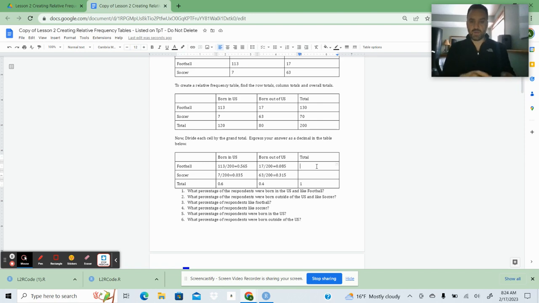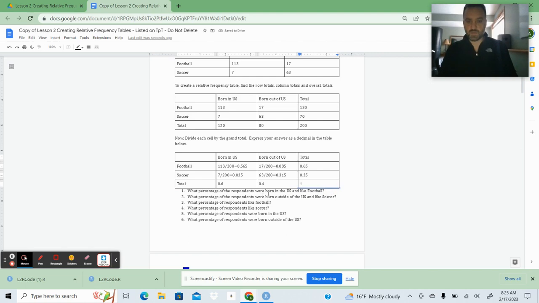So here I would add 0.565 and 0.085 and get 0.65. And then here I could actually do 1 minus 0.65 to figure out what this is, but I'm going to add 0.035 plus 0.315, and I get 0.35.